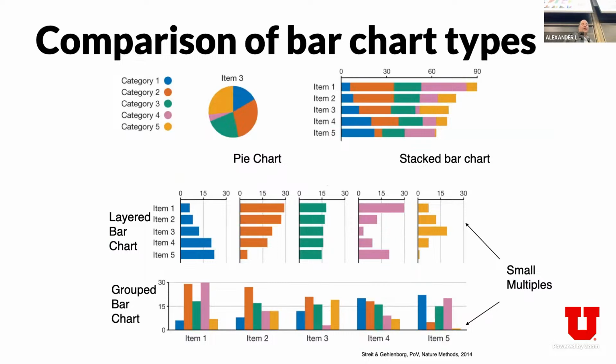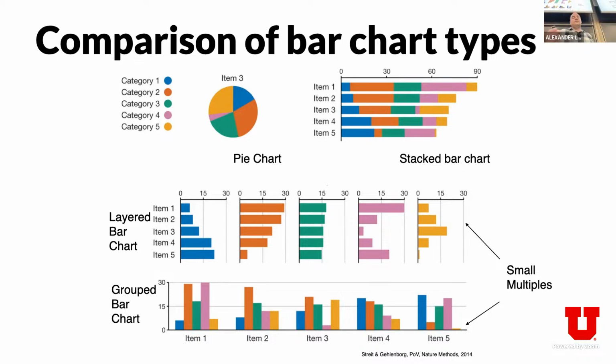Here's a comparison of different bar chart types. This is from a series of articles that Nature Methods published in 2013 to 15. These are just simple one-pagers, and they give some visualization introduction. And this is from one of these series by my friends and colleagues, Mark Streit and Niels Gehlenborg. So we have 5 categories in our data set.